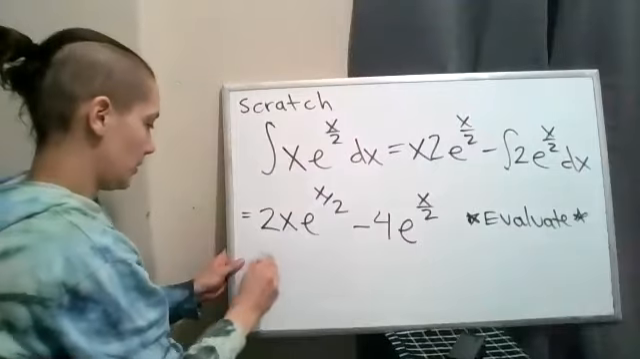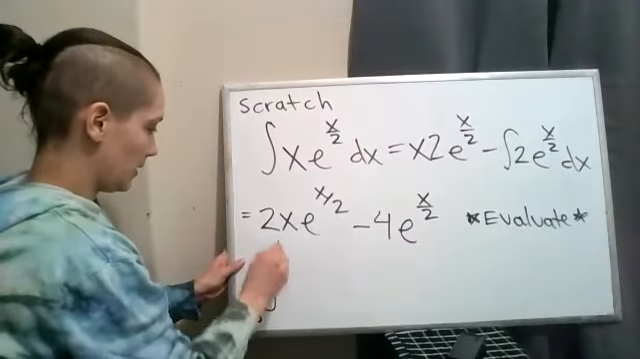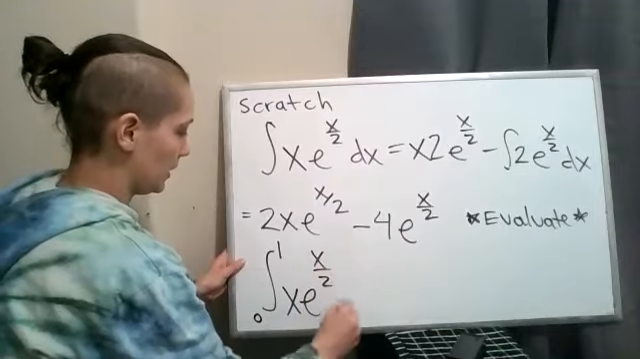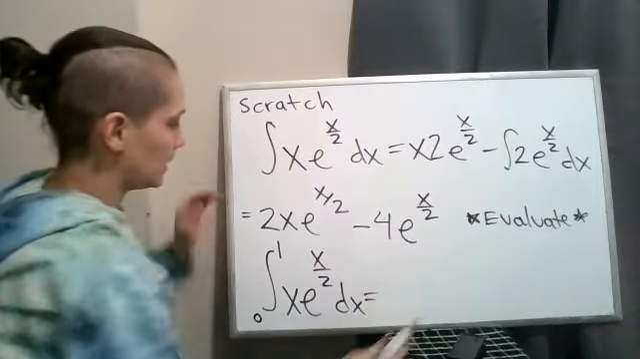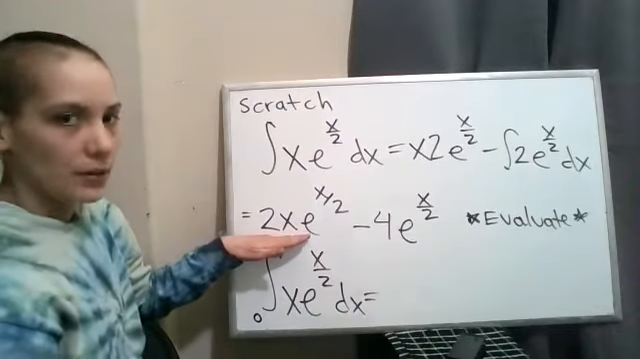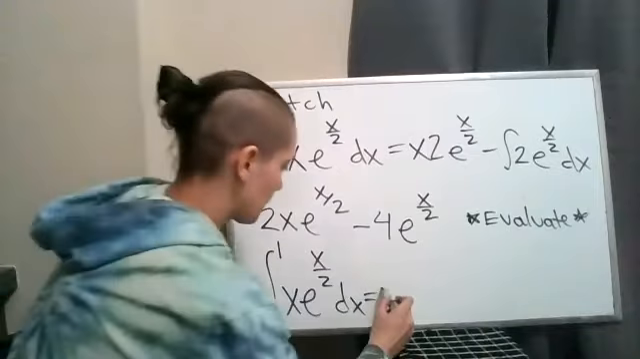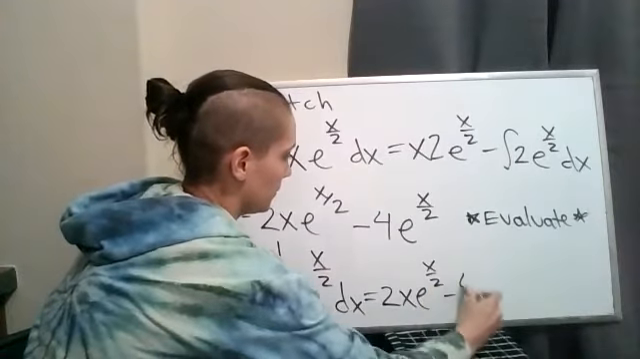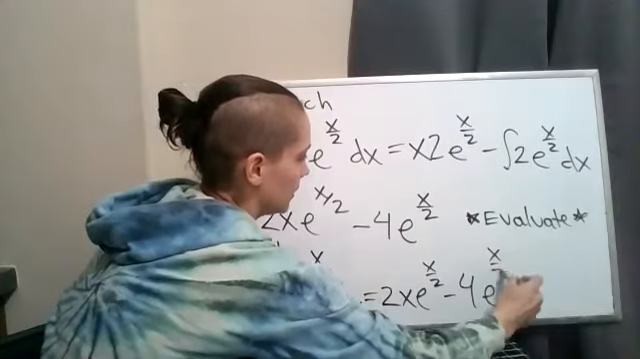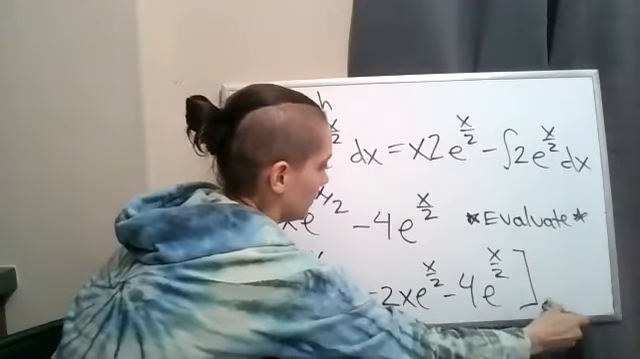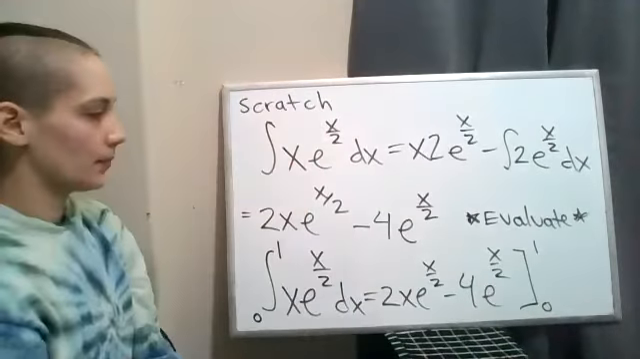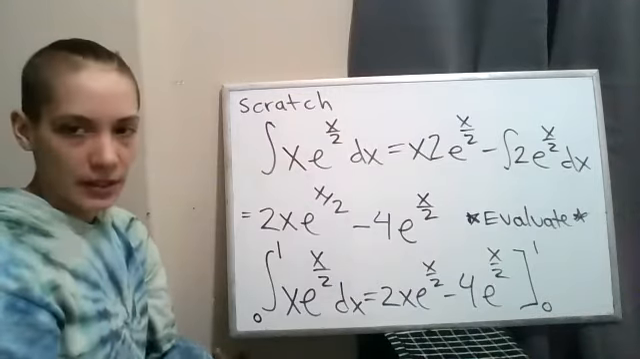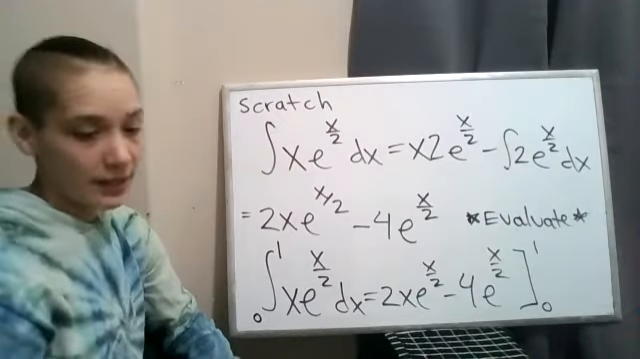Okay, so the integral from 0 to 1 of x e to the x over 2 dx is this part, 2x e to the x over 2 minus 4e to the x over 2, that we evaluate from 0 to 1. So we put in x equals 1 and then subtract putting in x equal to 0, and then we'll simplify.